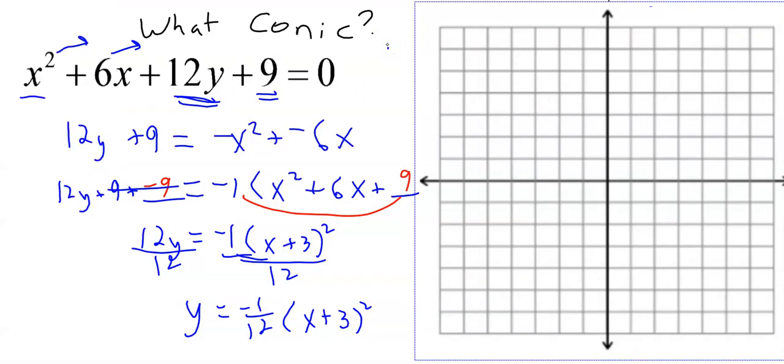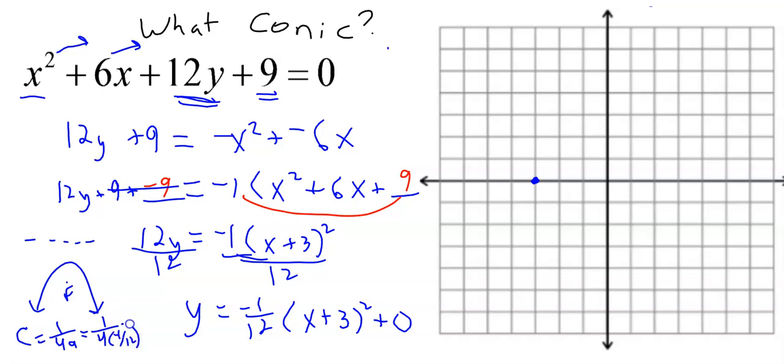So let's see, the hk would be, this is really like plus 0, so h is negative 3 and k is 0, so that's my hk. I know this is opening downwards. I like to sketch it just to think about the focus and the directrix. So if I go a distance of c equals 1 over 4a, so 1 over 4 times negative 1/12, which is negative 4/12, negative 1/3, which is negative 3. So c is negative 3.